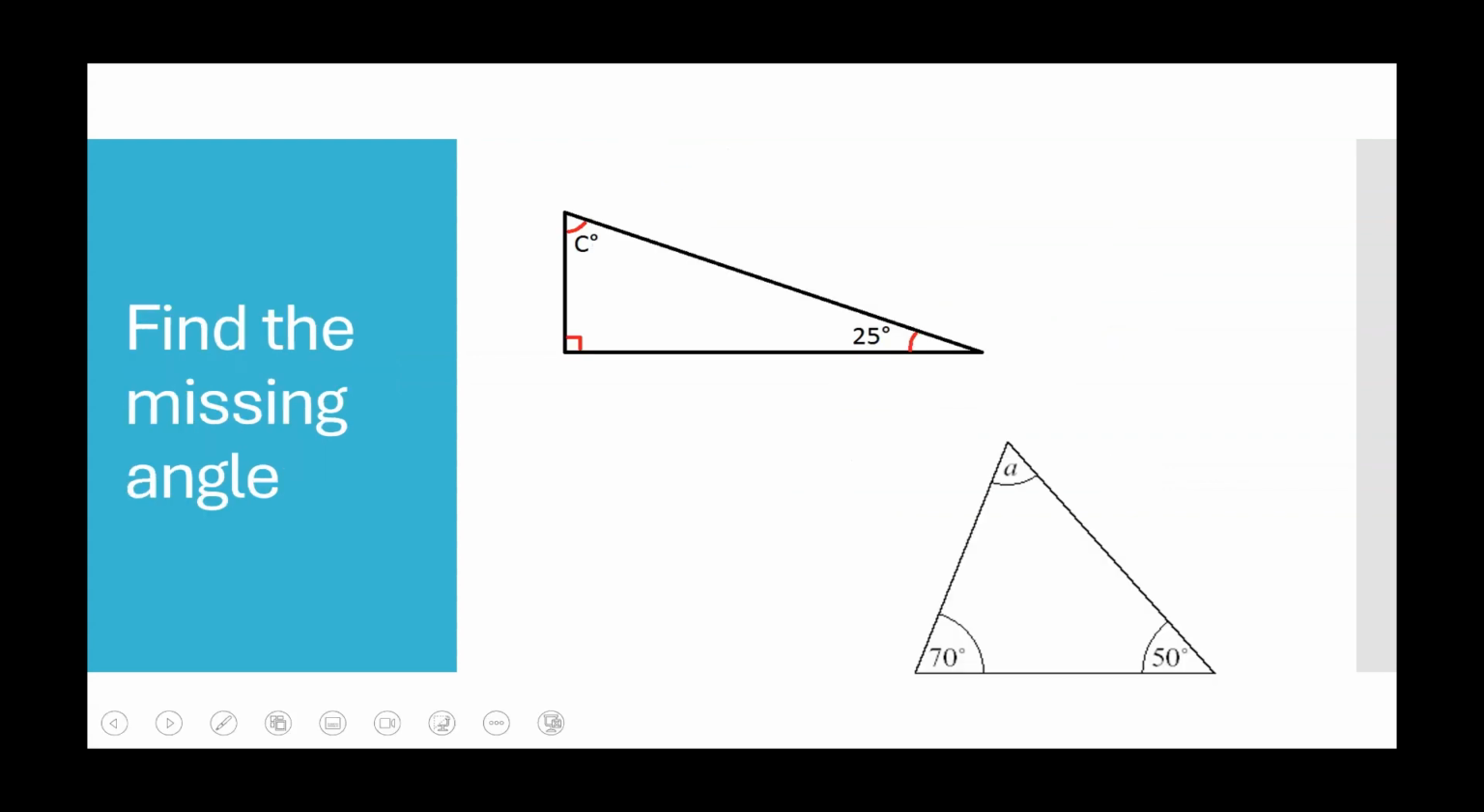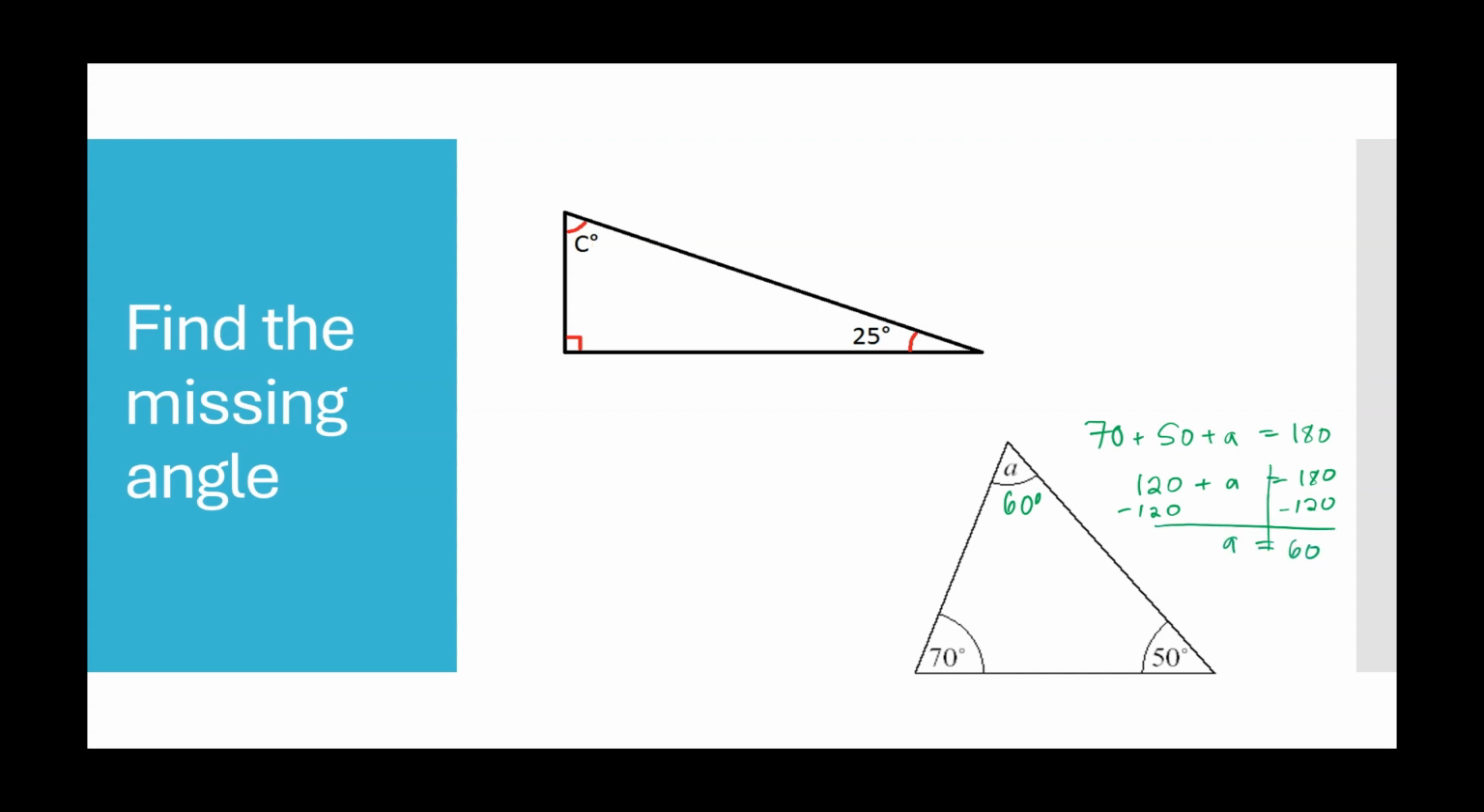So let's use our properties of triangles to find a missing angle. Remembering that the 3 angles add up to 180, I know 70 plus 50 plus this has to be 180. So I just have to figure out what is left to make 180. Since 70 and 50 together makes 120, if I subtract that, I can see there's 60 left, and that's what A has to be, 60 degrees.